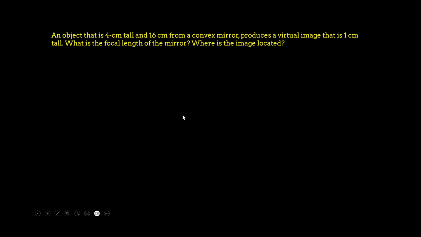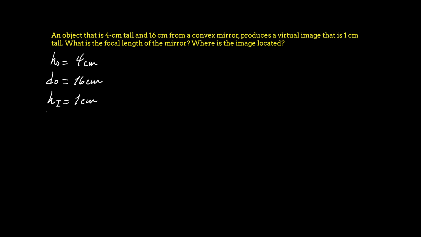Great. Next exercise. So we have an object that's 4 centimeters tall. So H sub O is 4 centimeters, 16 centimeters from a convex mirror. So D sub O, 16 centimeters. It produces a virtual image that is 1 centimeter tall. So H sub I is 1 centimeter. It's not negative 1, it's 1 because it's a virtual image, it's upright, so anything pointing up is going to be positive. What's F and where is D sub I?